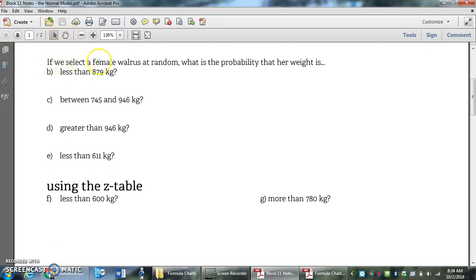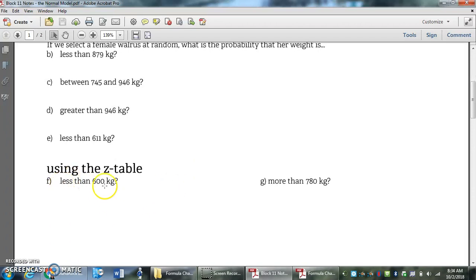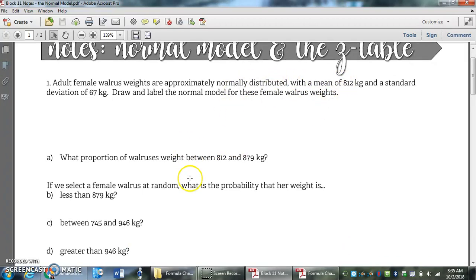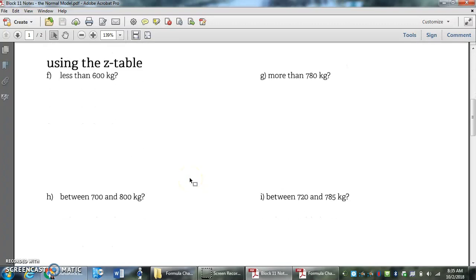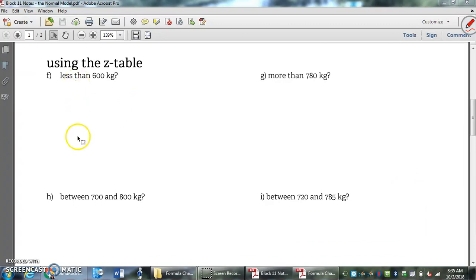So for example, if we select a female walrus at random, what is the probability that her weight is less than 600 kilograms? And we were told up here that the weights were normally distributed with a mean of 812 kilograms and a standard deviation of 67. So the first thing I'm always going to do on any problem like this is draw a normal model and shade what we want.